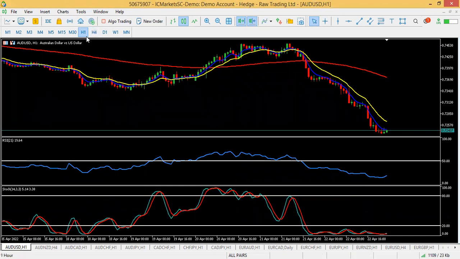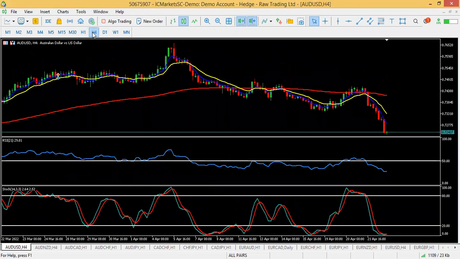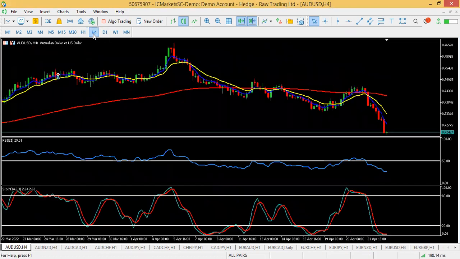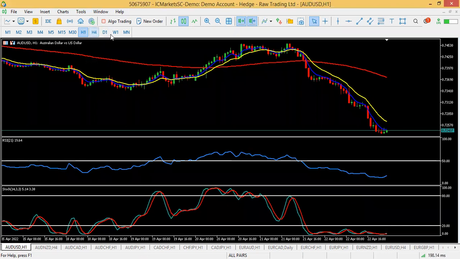According to H1 and H4, AUD/USD is currently sell bias. Quickly, guys, it's important to let you know that we take our entry on H1. So we'll be analyzing from the weekly down to H1, which is our entry time frame. So take note of that. This first pair shows that AUD/USD is currently sell bias, which means we need to look for a sell.